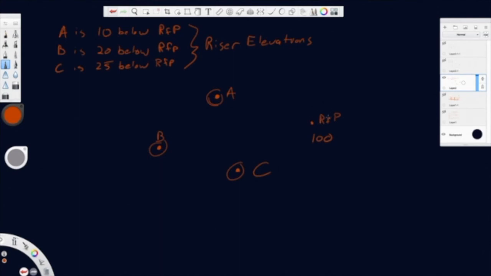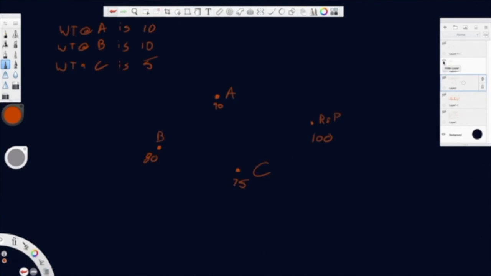But in this case, we have a reference point at 100 units of your choice. I'm going to say feet. You can say whatever you want. A is 10 feet below our reference point, so it's at 90. B is 20 feet below the reference point, so it's at 80. And C is 25 feet below the reference point, so of course it is at 75.